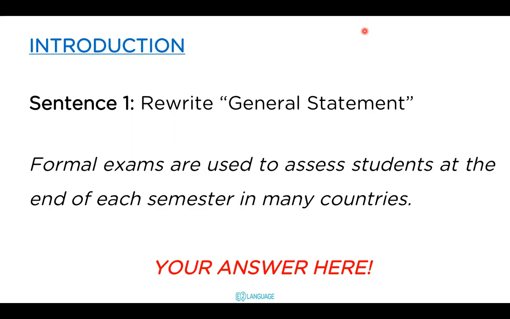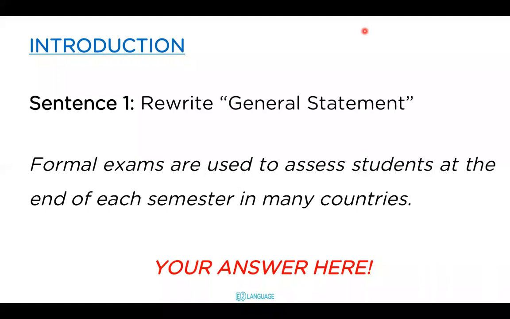Julia says, usually a formal assessment is used to check students' knowledge at the end of the study period in many countries. Good. You don't need to add any other information about what it does. We're just rewriting this statement. Suda says, in most countries, traditional method of assessing students is common. Good, it's close. In most countries, traditional methods of assessing students is common.